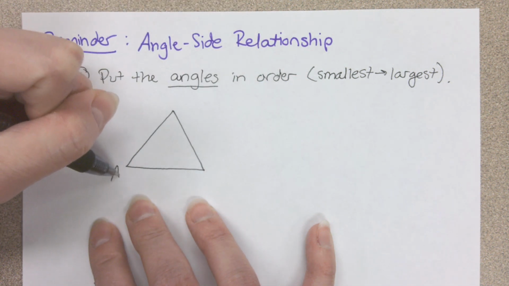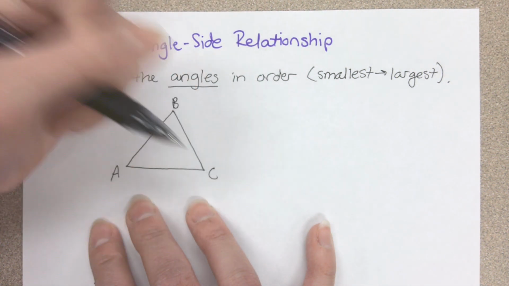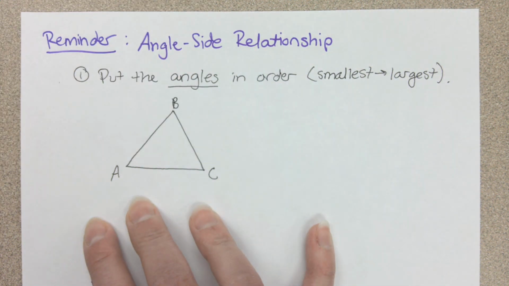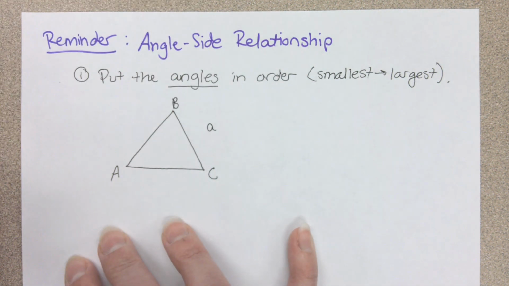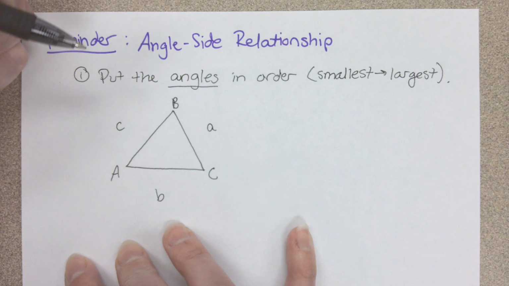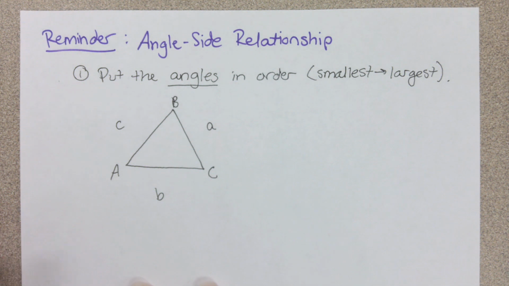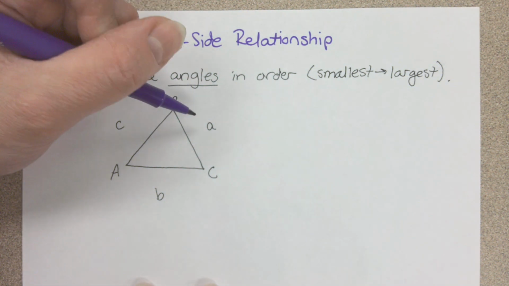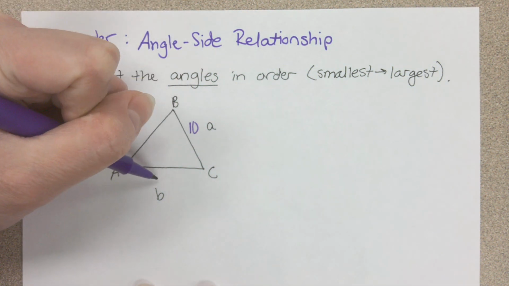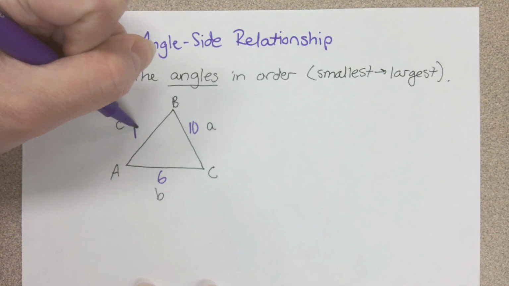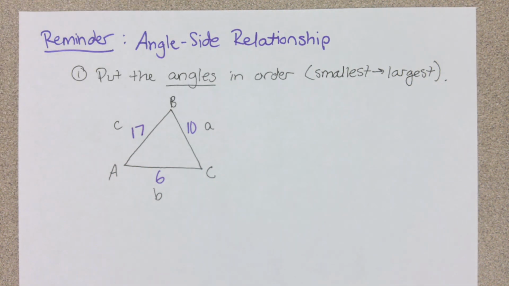Here's a triangle, we'll call it ABC. And then your sides across from those angles are lowercase a, lowercase b, and lowercase c. Let's say this is the given information. Side A is 10, side B is 6, and side C is 17. Put the angles in order based on that information.